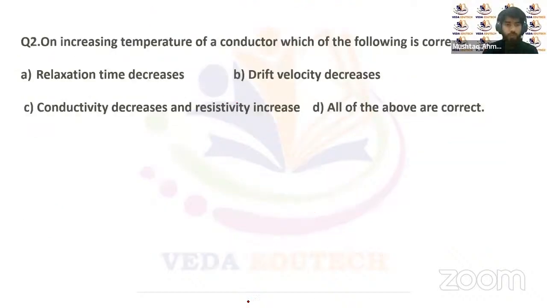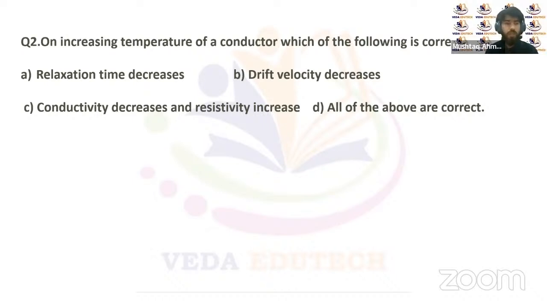Let's move on to question number 2, right? Now, with respect to question number 2, you can see the question on the screen: on increasing the temperature of a conductor, which of the following is correct? So if we increase the temperature of a conductor, what will happen to the different physical quantities? The first option is that relaxation time decreases, drift velocity decreases, conductivity decreases, and resistivity increases. All of the above are correct.